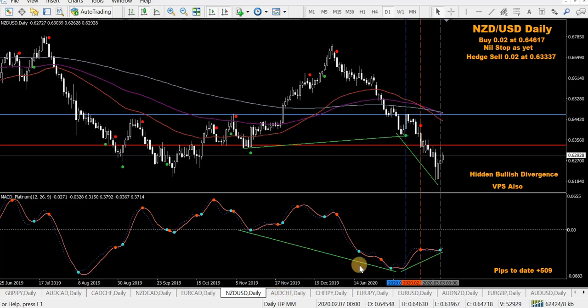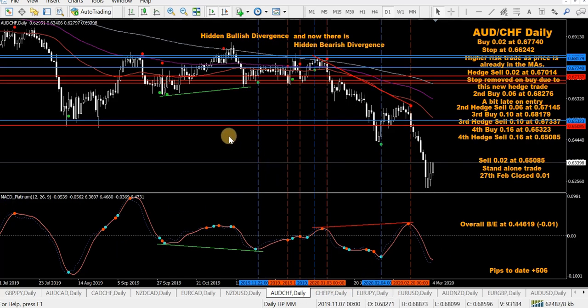So that's New Zealand USD, and I've drawn these lines in anticipation. There's nothing confirmed yet with this divergence, but I draw them every day, just move them around as I see fit. Just makes it easy when you come to the charts, you're already set up and know what you're looking at. Oz Swiss, bit of a nightmare.